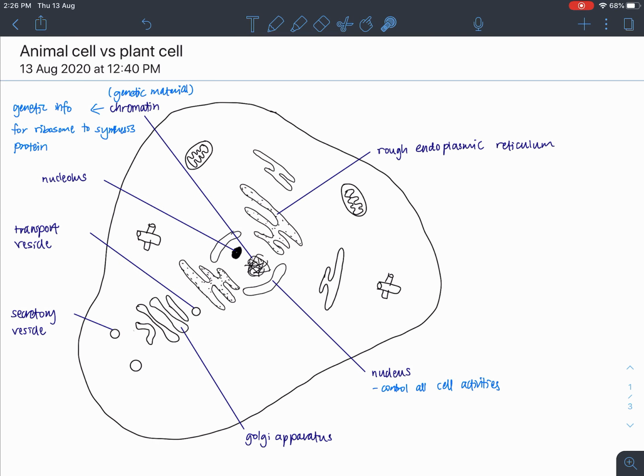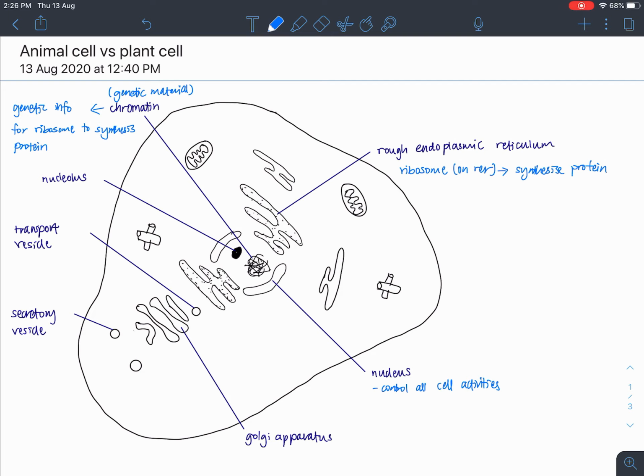Okay, so genetic info is like a message, genetic info for the ribosome on RER to synthesize protein. Once the message is out, it will reach the ribosome on RER first. The ribosome on RER will receive that message, which is the genetic info, and synthesize protein. So that is the site of synthesizing protein.